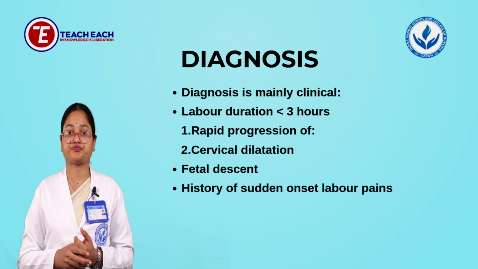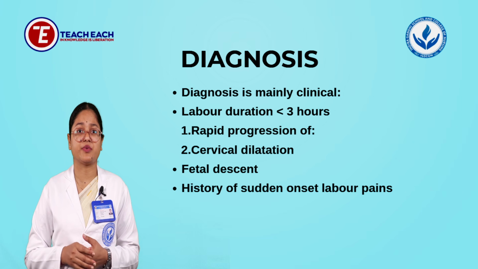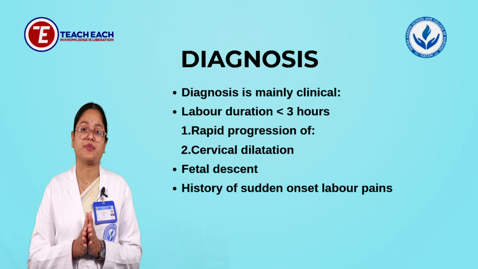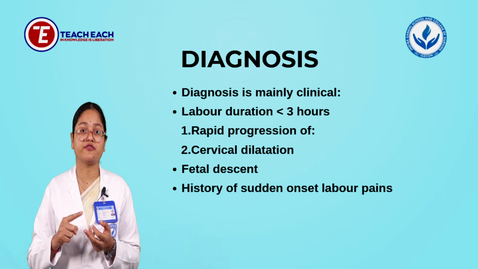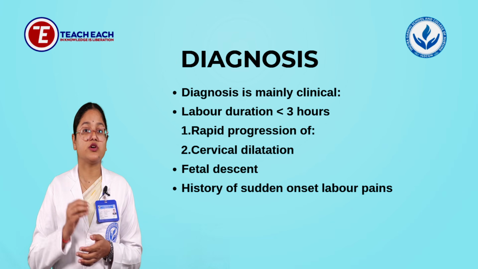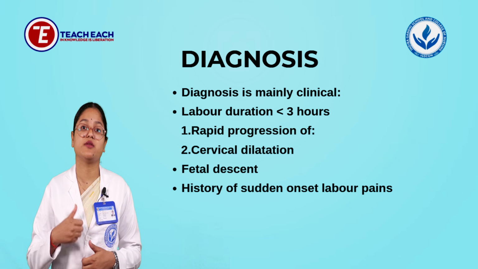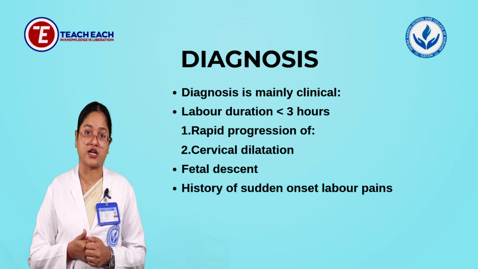History of onset of labor pains: the patient won't feel much pain beforehand, but when the labor pain starts, it will be very intense. It won't start from mild or moderate, it will start from severe uterine contraction.